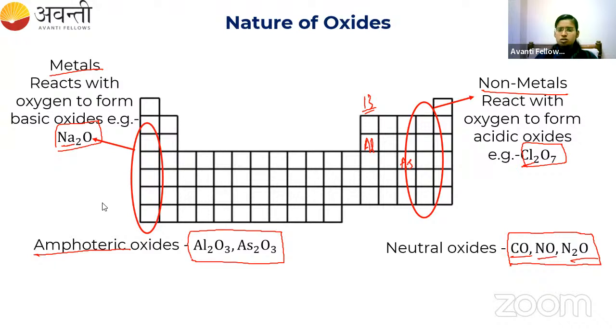Zinc oxide is also amphoteric only. Zinc oxide is also amphoteric, but those will come in your D block elements part. Here we are not considering the D block oxides. Okay, only the S block and P block we are considering.